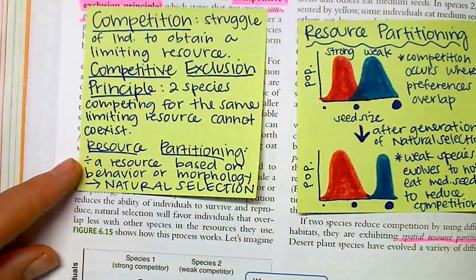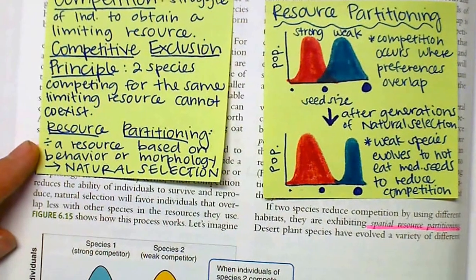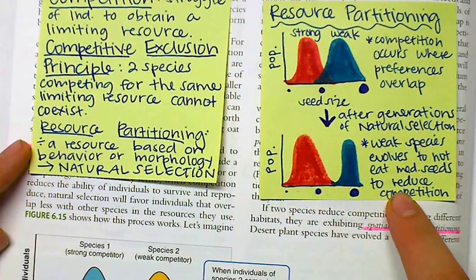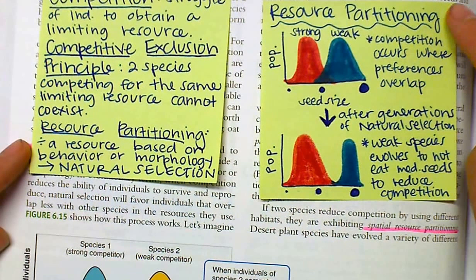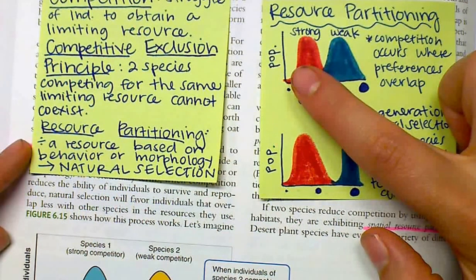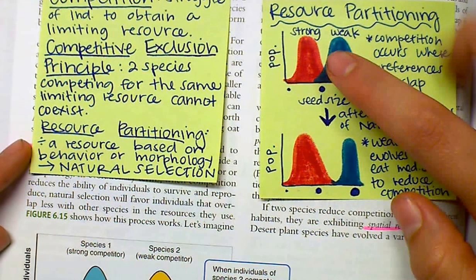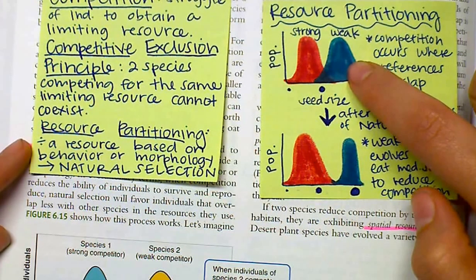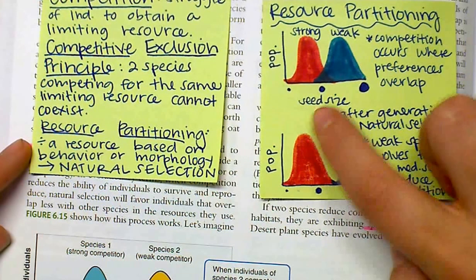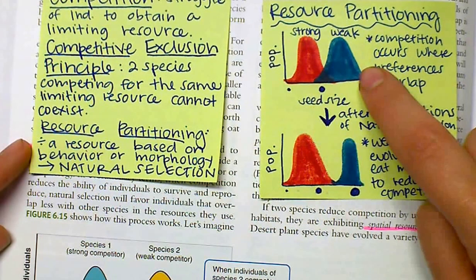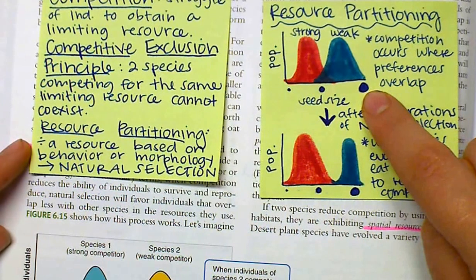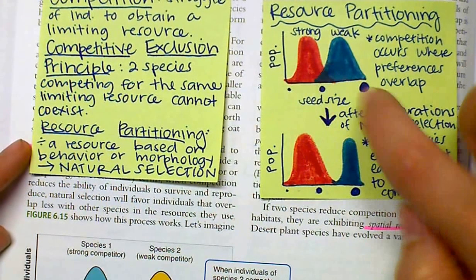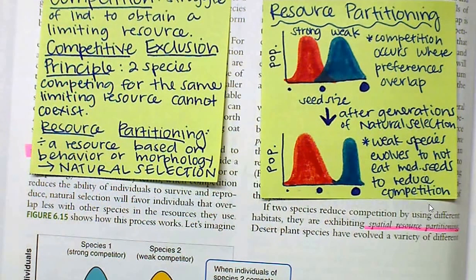So if we look at this graph, I kind of made figure 6.15 into this summary graph. This is an example of resource partitioning. There are two species, let's call them birds, and one of them is a strong competitor, one of them is a weak competitor. The strong competitor really likes to eat small and medium-sized seeds. The weaker competitor likes to eat medium to large seeds. Competition occurs where the preferences overlap, so in this area by the medium seeds, this is where the strongest competition happens.